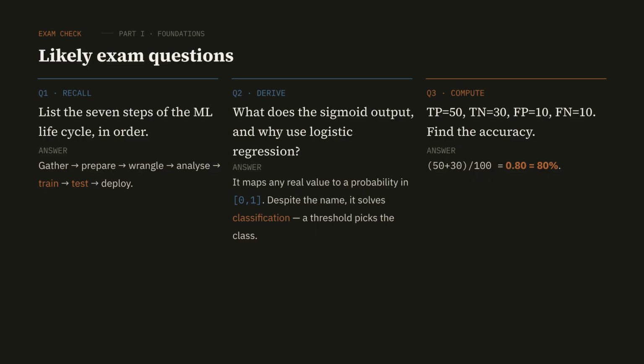For your exam preparation, ensure you can recall the 7 lifecycle steps, explain the sigmoid derivation and why we use logistic regression for classification, and be ready to compute accuracy from a provided confusion matrix.